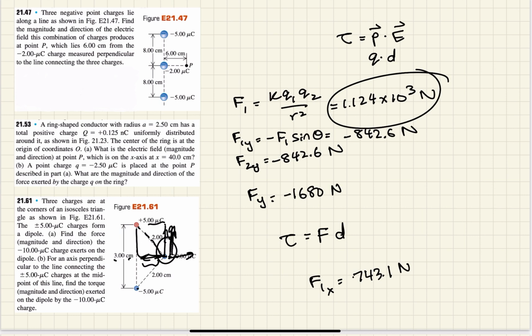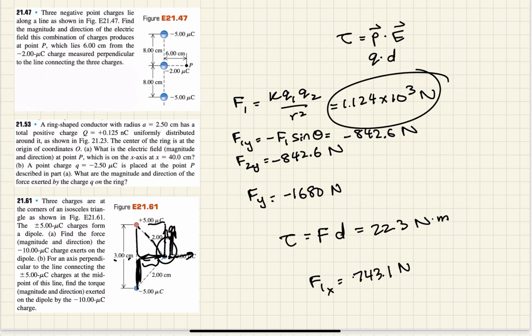Well, we don't really know that. We just know this is 3 centimeters. And so the perpendicular line would be half of that. So it's going to be 1.5 centimeters or 0.015 meters, but multiplied by 2 because there's 2 parts of the dipole. And so all that together, 22.3 Newton times meters.